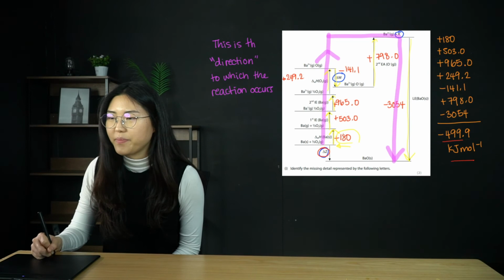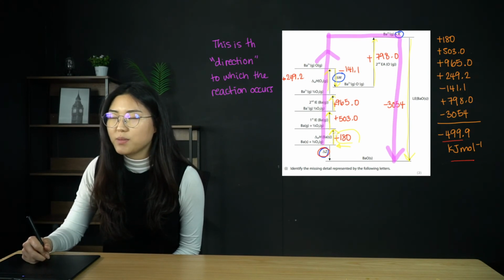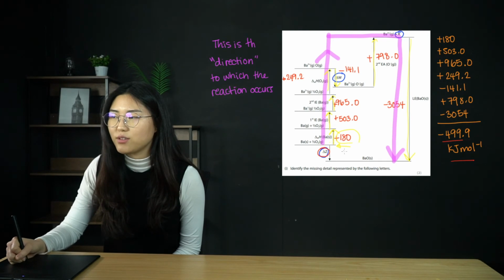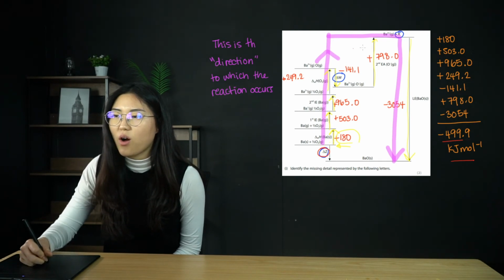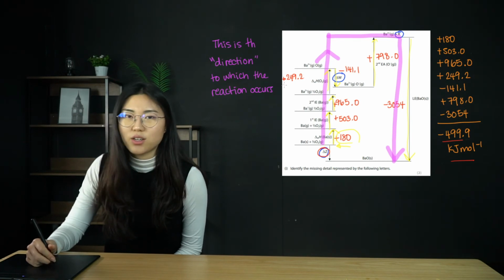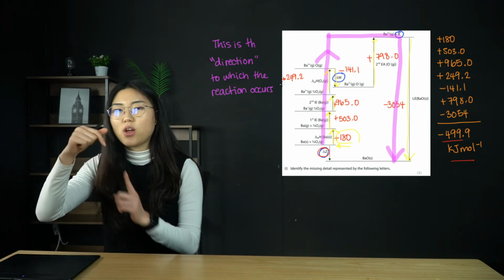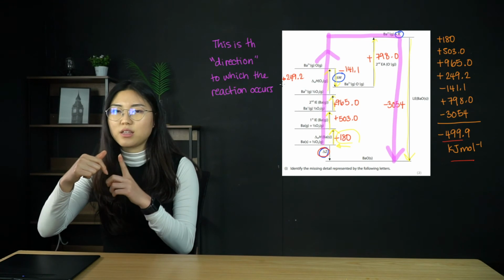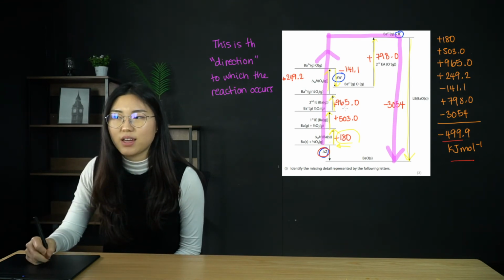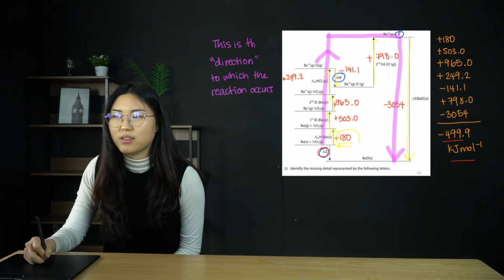Okay. Oh, by the way, I did not put any negative signs in front of any of these values because the arrows are all going parallel to the direction to which the reaction occurs. Okay, if they go in opposite directions, obviously the signs must flip, meaning that you should put the negative signs in front of these values.